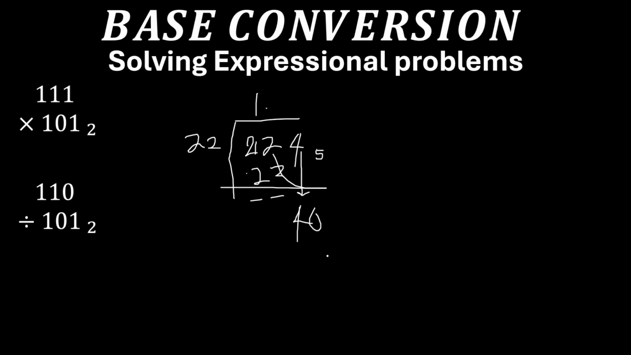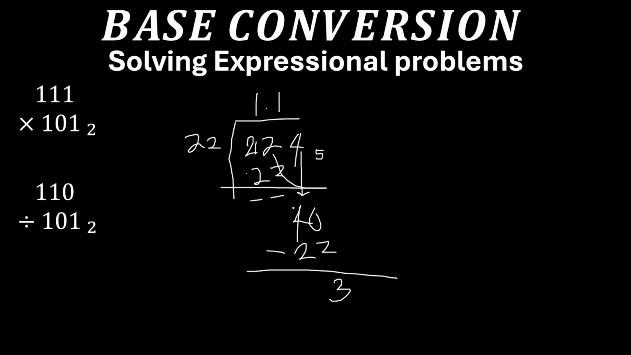So how many 22 goes in this? Only 1. So you put 1 here, then you multiply it by 22. That is equal to what? 22. So you want to subtract this in base 5 as well. 0 minus 2, impossible. You borrow 1 here, and that one that you borrow, you multiply it by the base. That's equal to what? 5.